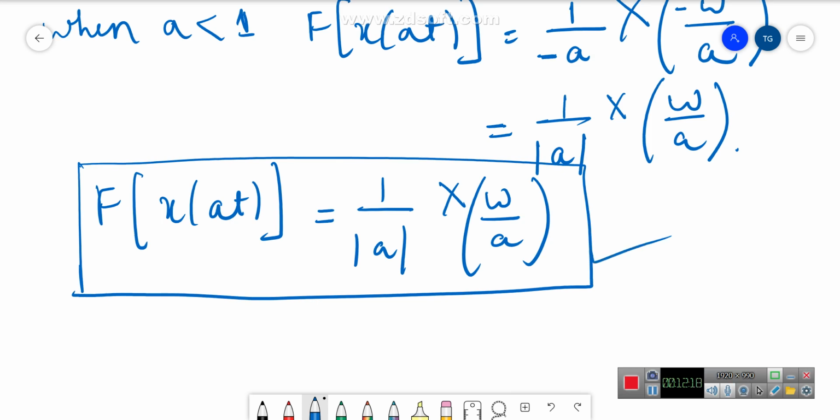So this is my time scaling property. So in this video we have seen three properties. The first is time and frequency shifting property, then time reversal property, and the last one that we have seen is time scaling property.